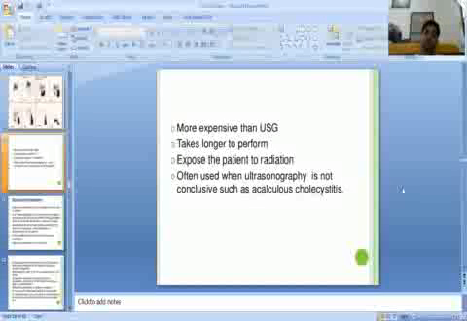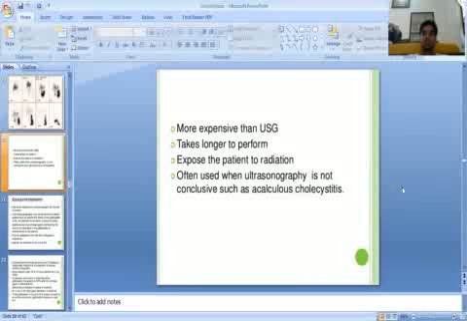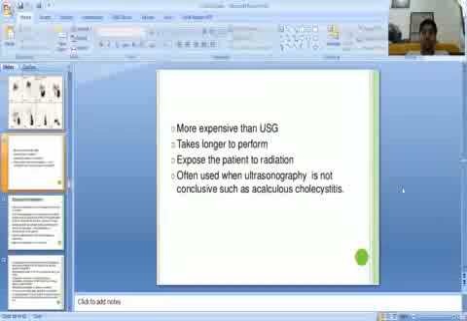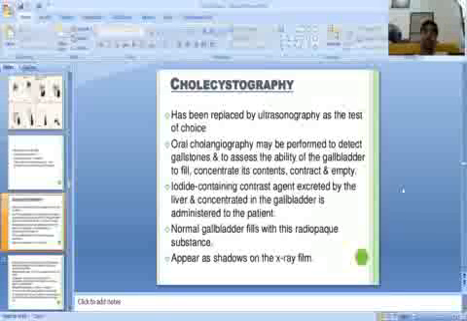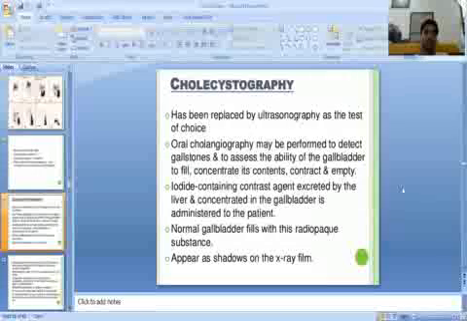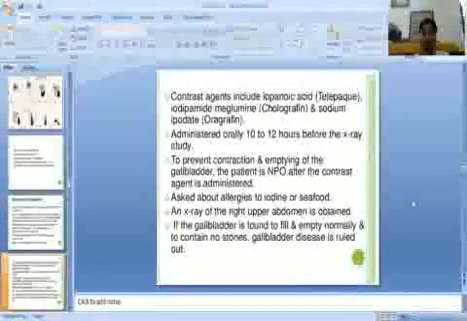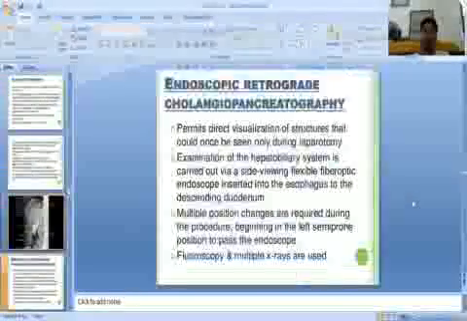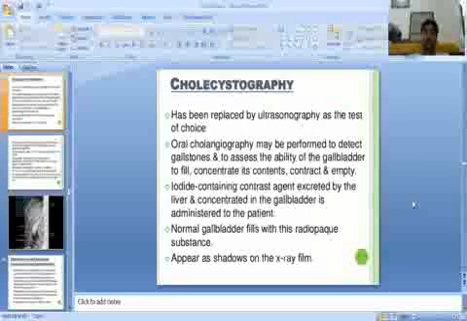It is more expensive than USG, takes longer to perform, and exposes the patient to radiation. It is often used when ultrasonography is not conclusive, such as in acalculous cholecystitis. Cholecystography has been replaced by ultrasonography as the test of choice.